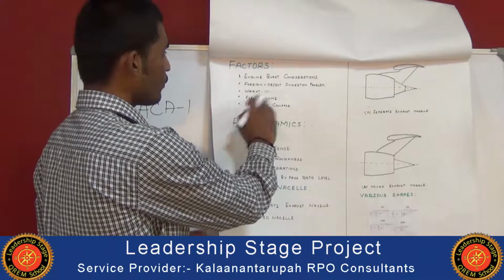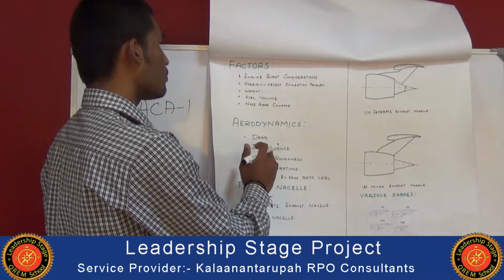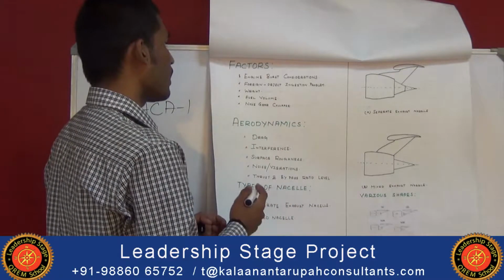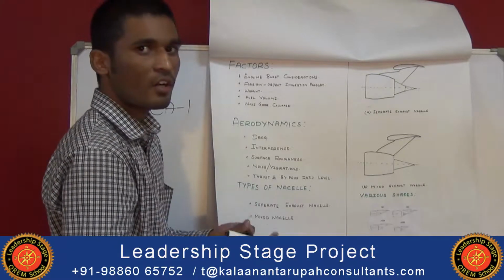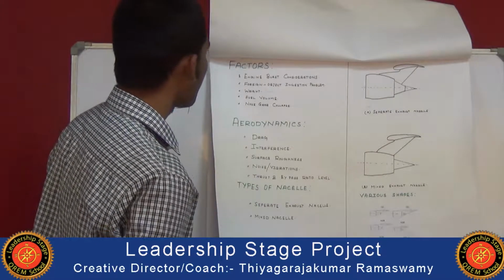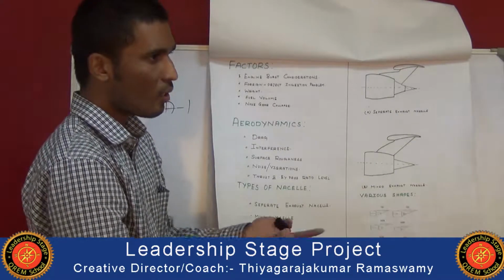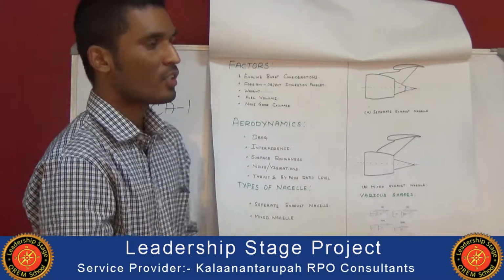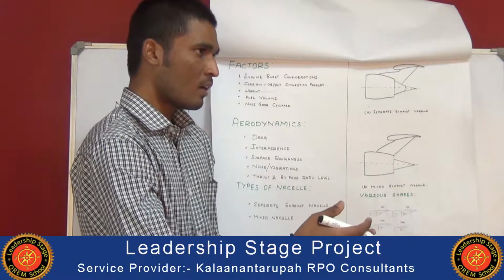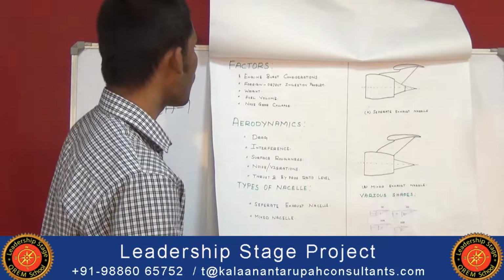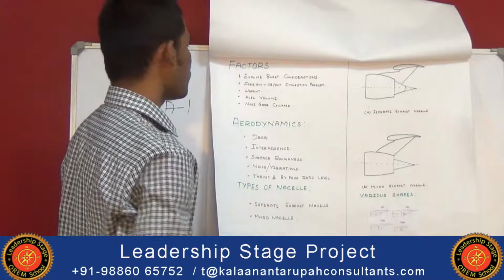And next one is fuel volume, and it comes under the weight of the fuel as well as the water, oils and hydraulics involved in the engine system. Final one is nose gear pull-ups. Nose gear pull-ups is nothing but the ground clearance of the aircraft. That is the distance between the inlet hole to the ground. That is the ground clearance.